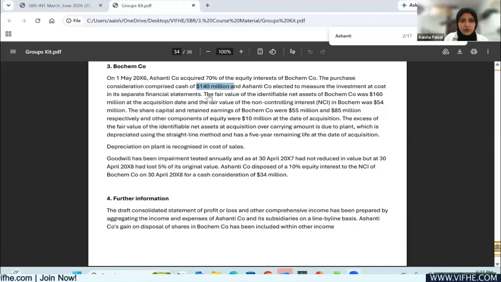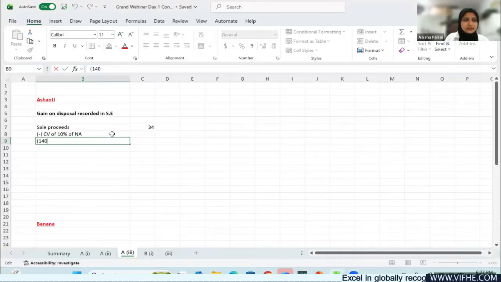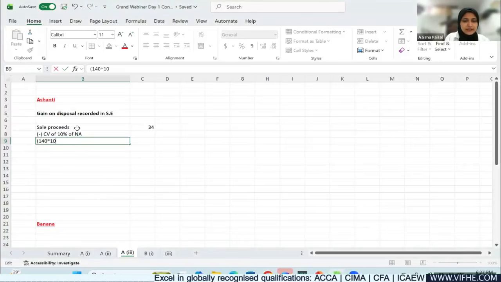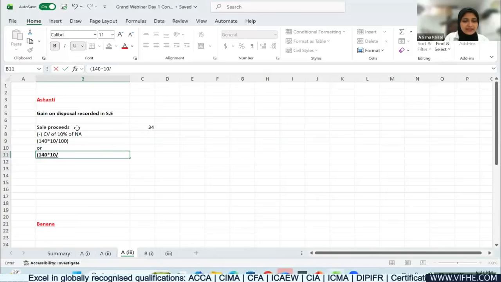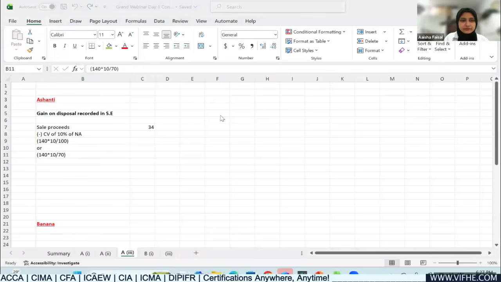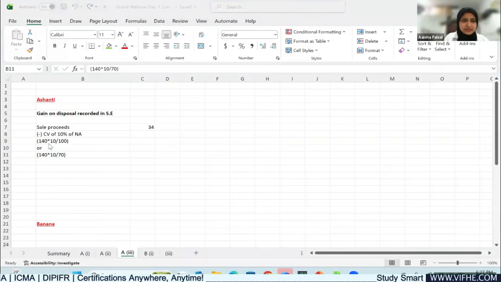Yeah, this payment of 140 million that you all have done is only for the 70% of the company. Okay, it's only for the 70% of the company. So when you want to take a slice of the 10%, should I do 10 by 100 or should I do 140 into 10 by 70? What is the right thing here? 10 by 70 or 10 by 100? 10 by 70, because if that 140 represents 70%, then this should be 140 into 10 by 70.